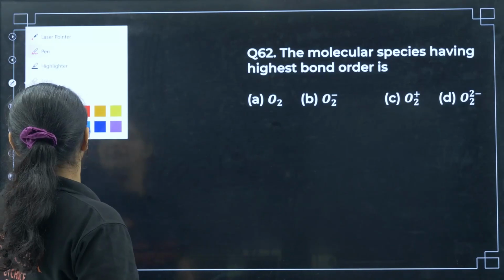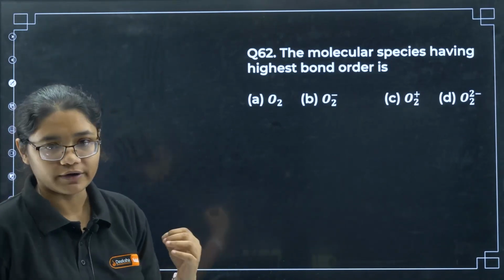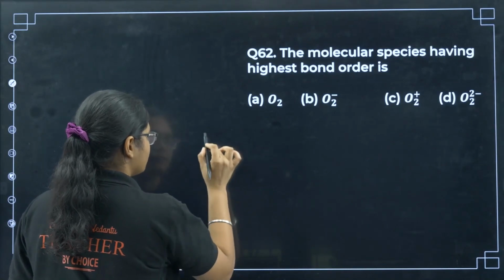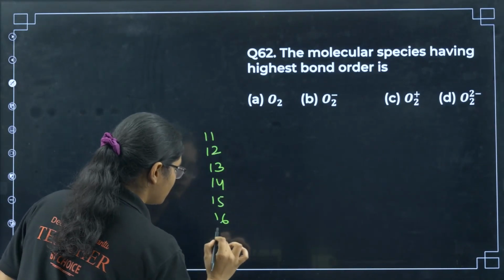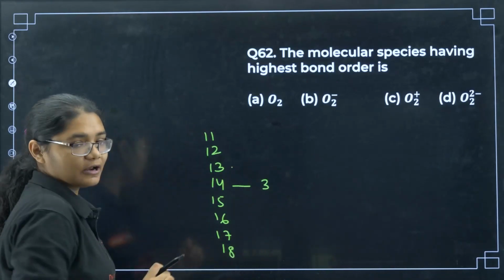Next, moving to question number 62, the molecular species having the highest bond order. So how to find the bond order? We have a very special formula here. What you have to do is, you have to take for 14, this is the total number of electrons.